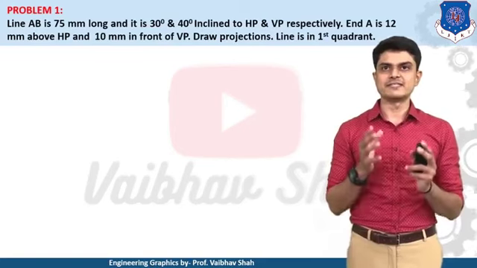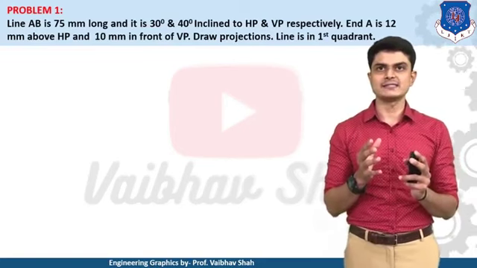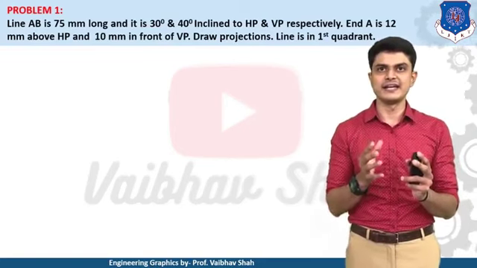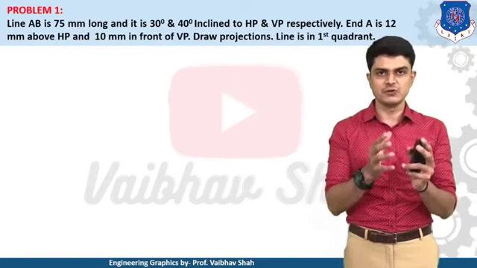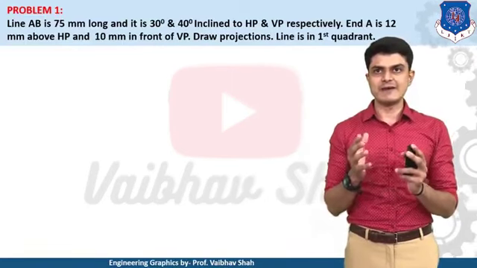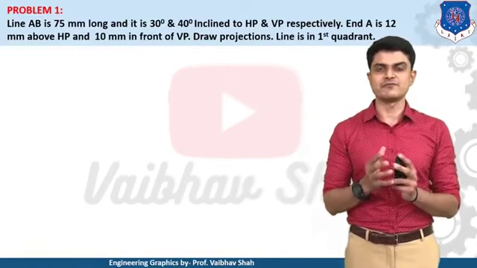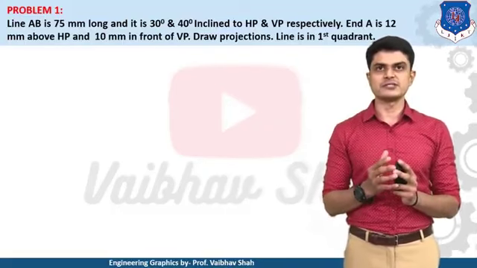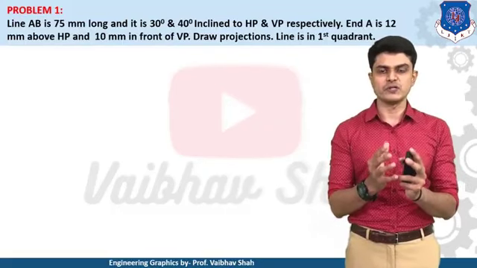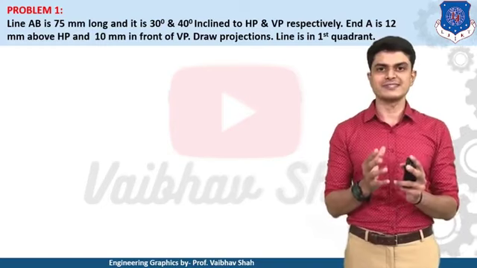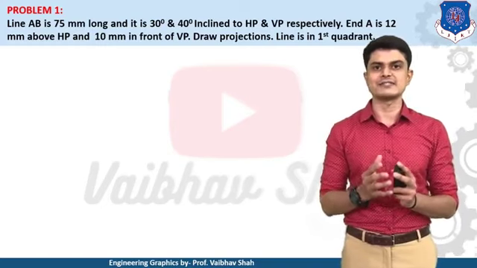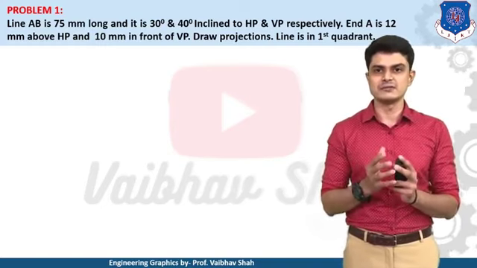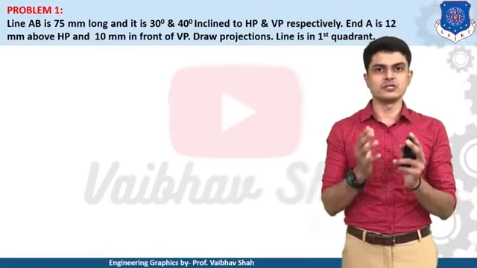A line AB which is 75 mm long is inclined 30 degrees and 40 degrees to HP and VP respectively. The end point A is 12 mm above HP and 10 mm in front of VP. Draw the projections, and the line is in the first quadrant. So first of all we must understand the data and then we can start the problem. So here one line is given. Line is always given in the true length.